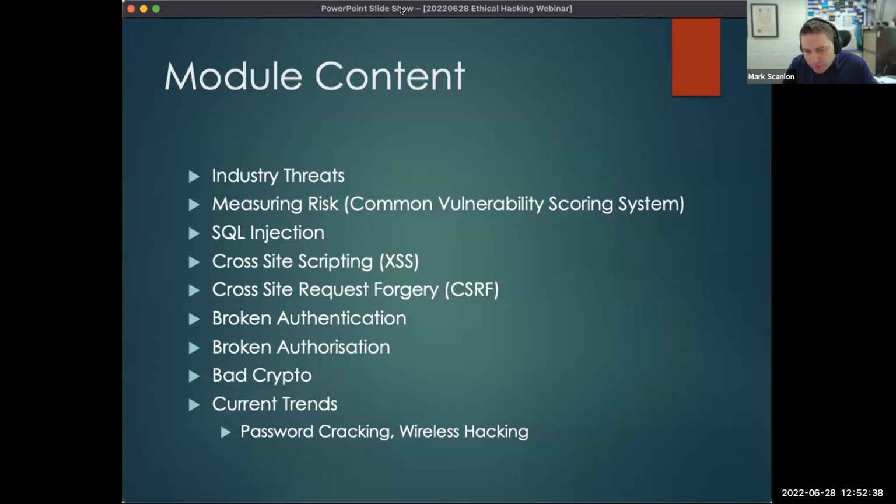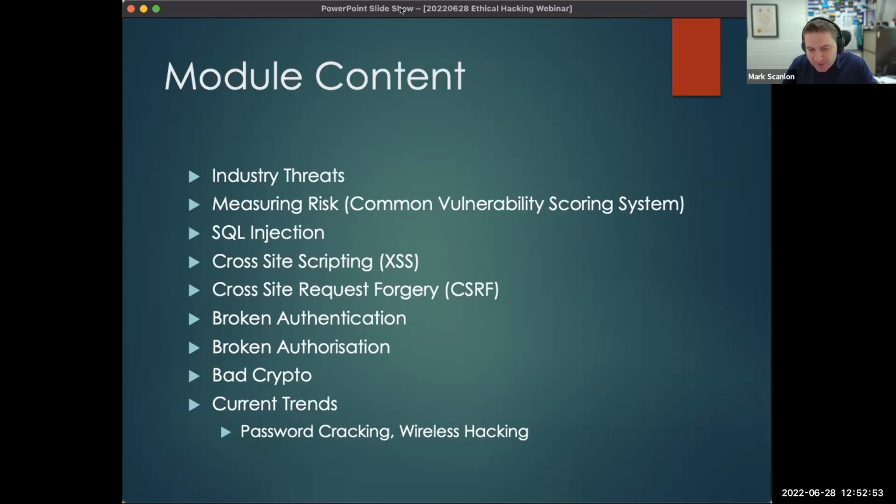So we need to know how to measure risk, because some things are more important than others. And we're going to learn the real techniques that are used by hackers, black hat hackers, like SQL injection, cross-site scripting attacks, cross-site request forgery, broken authentication, broken authorization, bad crypto.